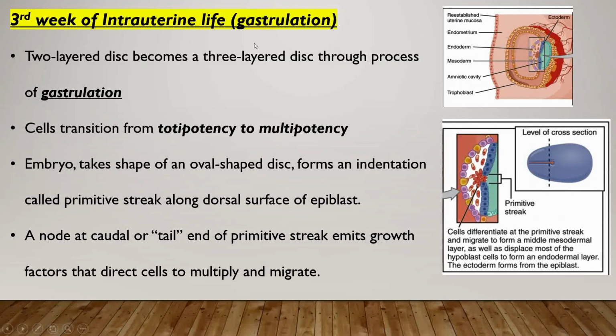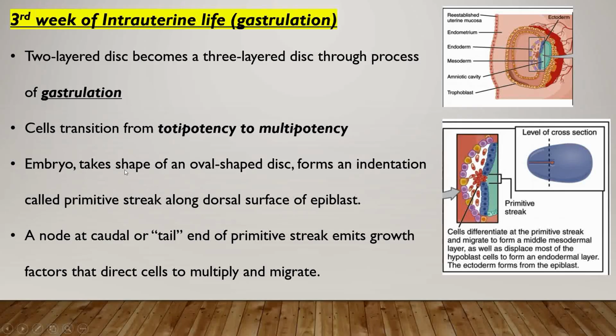Now coming to the 3rd week, which is known as gastrulation. So now the two-layered germ disc which we have seen already, consisting of epiblast and hypoblast, will become a 3-layered disc through a process of gastrulation, and the cells which already were totipotent will now become multipotent. The difference is totipotent means they can make any type of cell, but multipotent they can make multiple types but not all types.